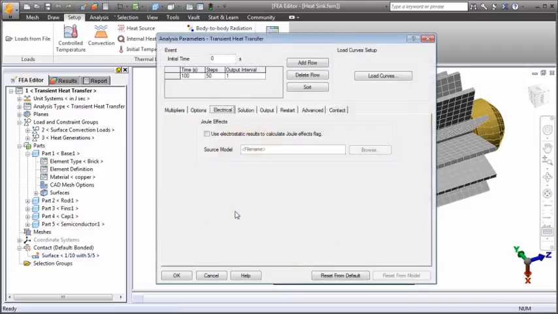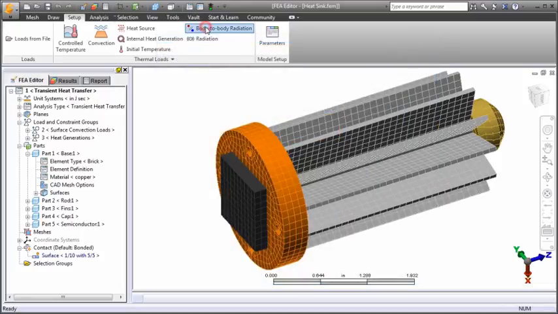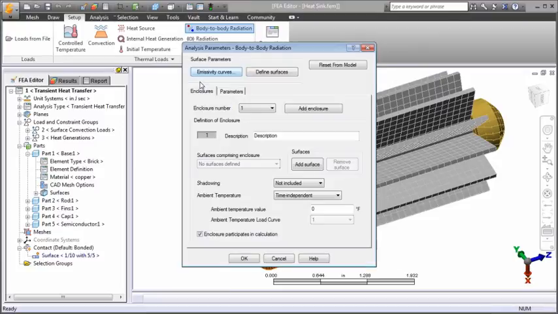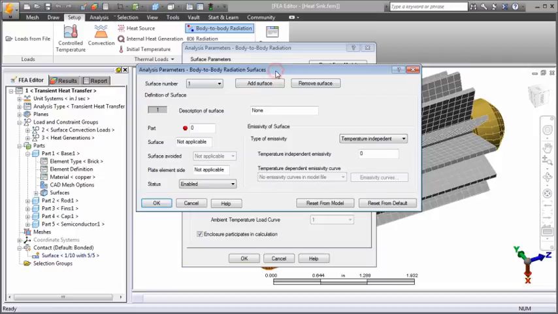Additionally, current results from a prior electrostatic analysis can be used to control heat generation to determine the Joule heating effect. Lastly, you can define body-to-body radiation between two or more parts. The view factor and shadowing effects are considered. The ambient temperature within the enclosure can be constant or time dependent. You can specify which surfaces participate and define the emissivity on a per-surface basis. The emissivity can be constant or temperature dependent.